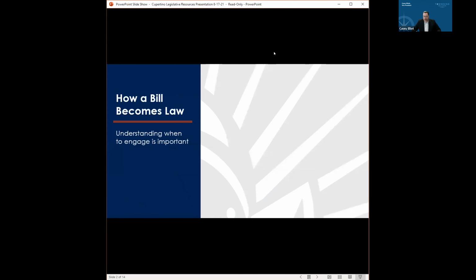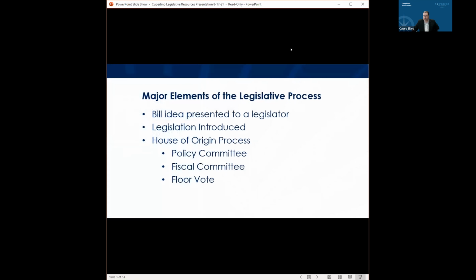Just as a real brief primer, before one can really engage in the legislative process, it's important to understand the basics about the process. Within your agenda packet, there's a flow chart that tries to lay forth the legislative process for people to understand. But essentially, while we often feel in Sacramento that it's an insular process and can be very confusing, there is ample opportunity for public engagement.